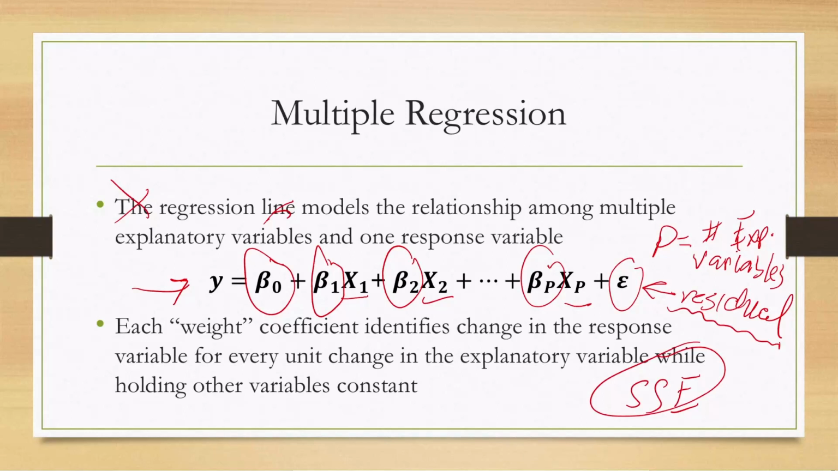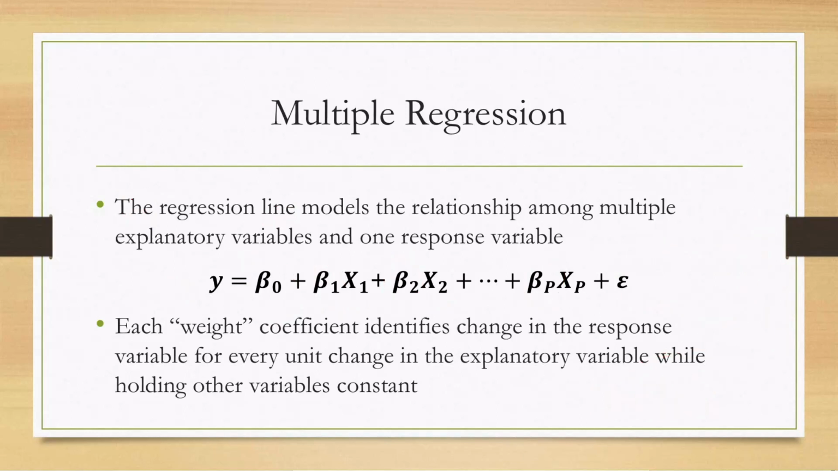So that's the goal. Now, fortunately, we don't have to do the mathematical calculations to be able to minimize this. We actually can let R do it for us when we run the computer, but there are mathematical formulas that would give us the values for each of the coefficients that will minimize the sum of squares error. But we're not going to worry about that. We're just going to let our computer program do it for us.